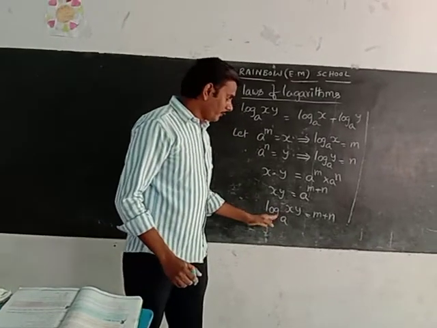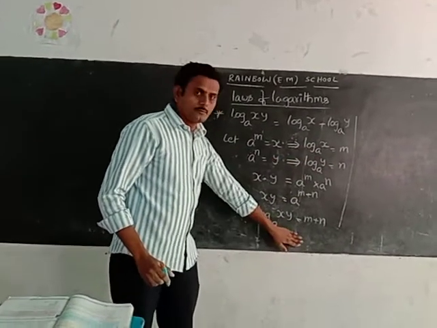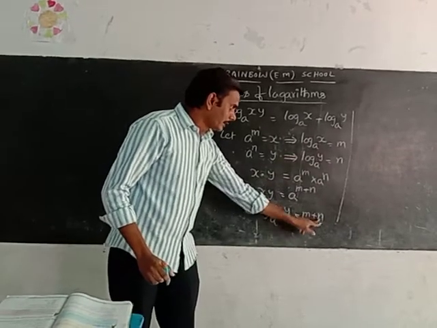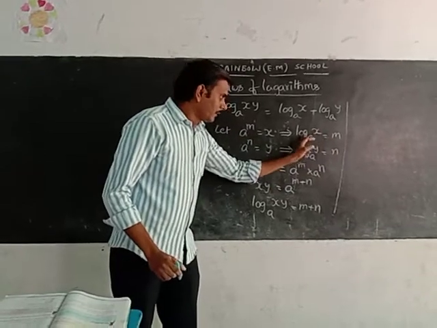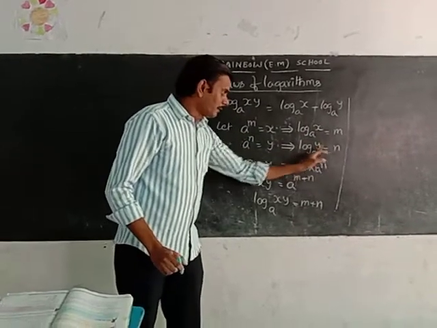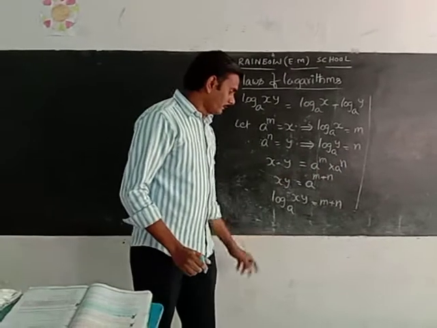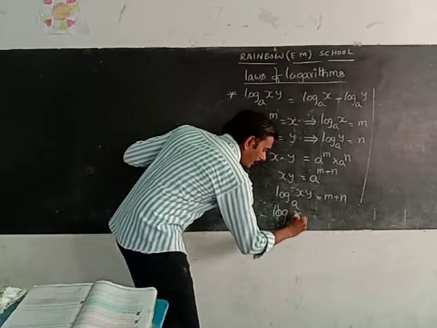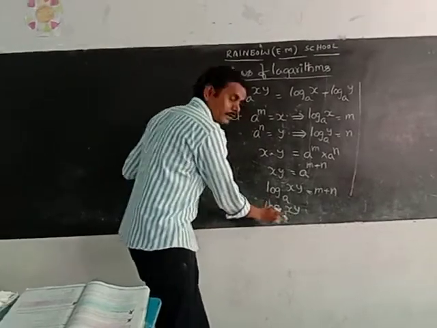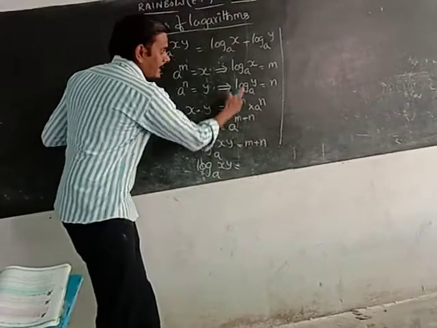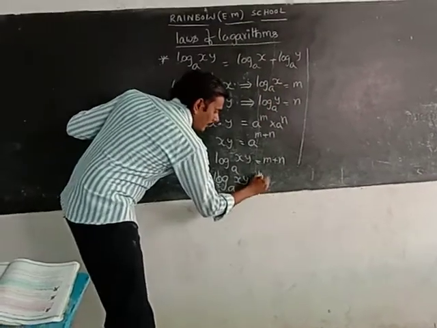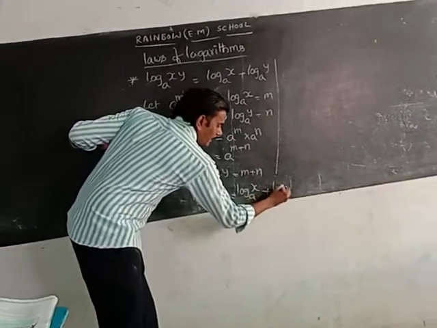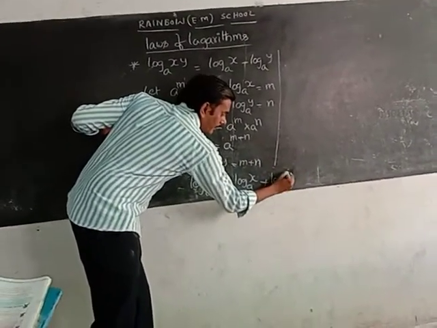Now we have to use these two in this form. Instead of m, write log x base a. Instead of n, write log y base a. That means log of xy to the base a equals log x base a plus log y base a.